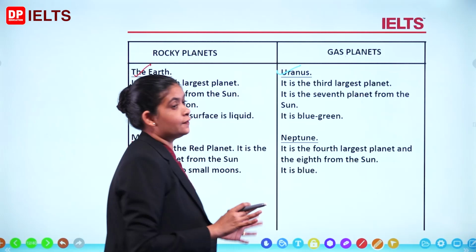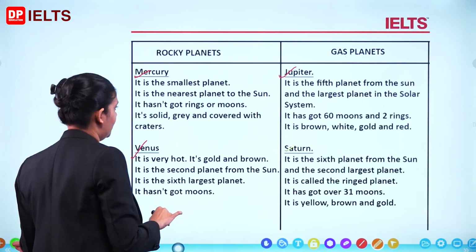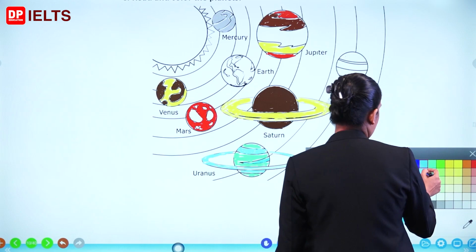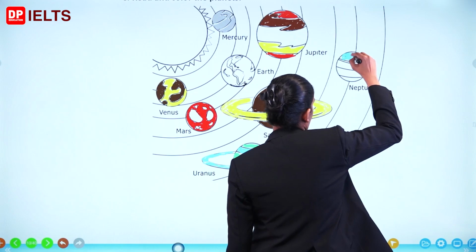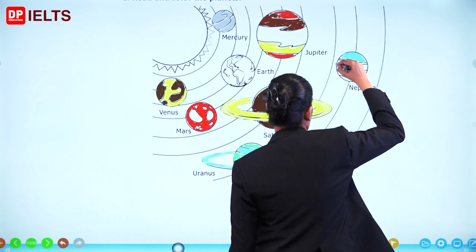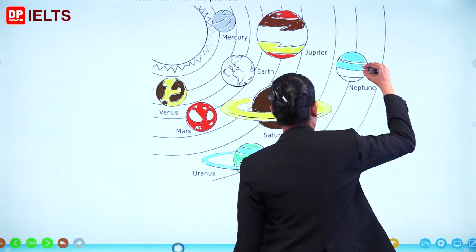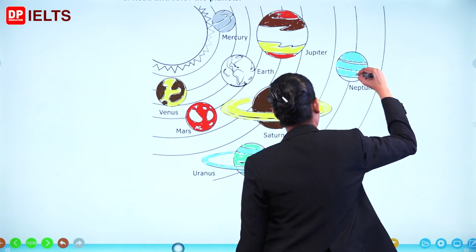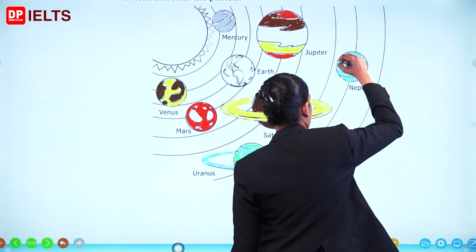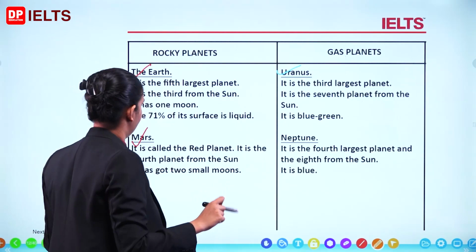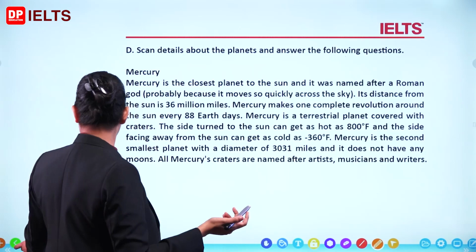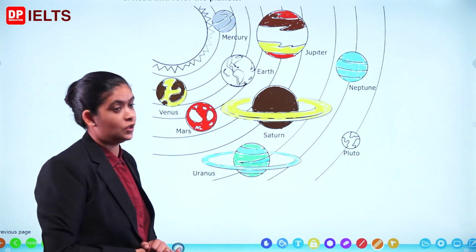Then we have Neptune. It is the fourth largest planet. It is blue. So Neptune is blue, right? And we can just color it in blue. Right, so there we are. Okay, Neptune done as well, and there isn't a description for Pluto, so I'm not going to color Pluto in any color, I'm just going to leave it as it is.